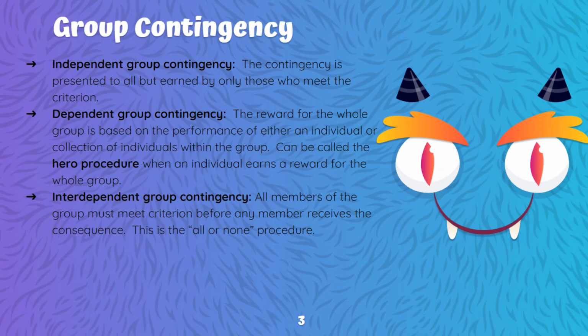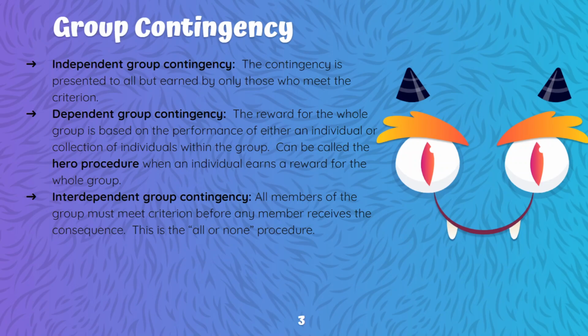For dependent group contingency, this is when the reward for the whole group is based on the performance of either an individual or a collection of individuals within the group. This can be called a hero procedure when an individual earns a reward for the whole group.